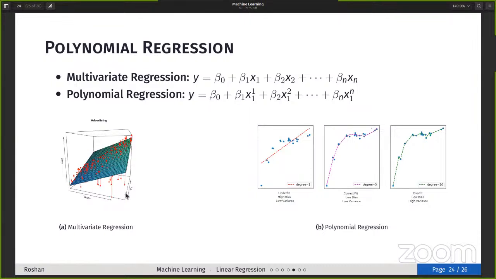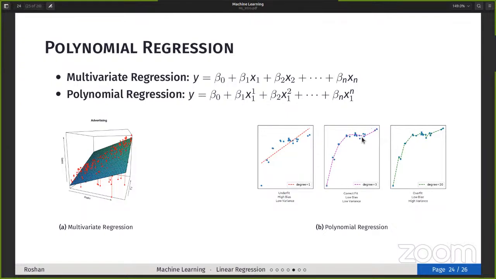X-axis represents how many radios you have. This Y-axis represents how many TVs you have in stock, and this Z-axis represents the sales, how much sales you'll be doing. This is the multivariate regression case. But if you look at the polynomial regression case here, you only have a single feature. But here I square the terms. Here I can put it up to degree n. So this is the linear regression case, just a straight line.